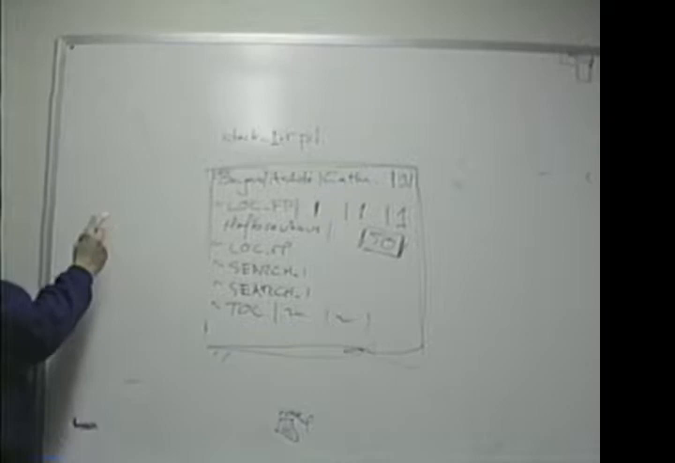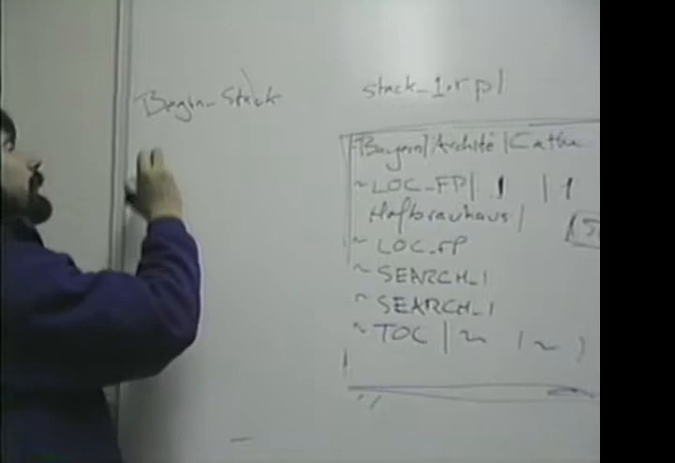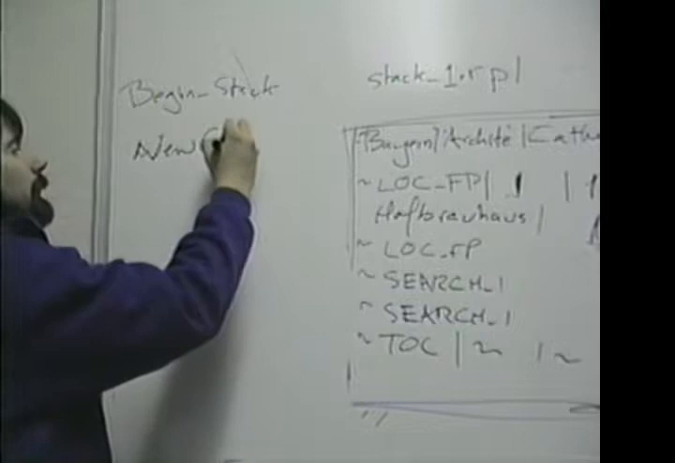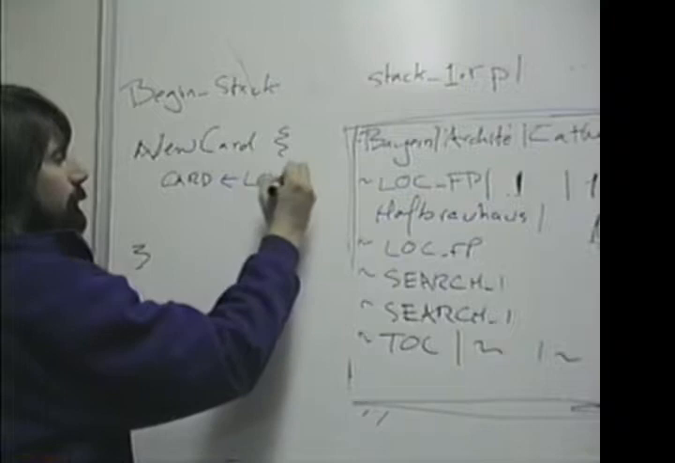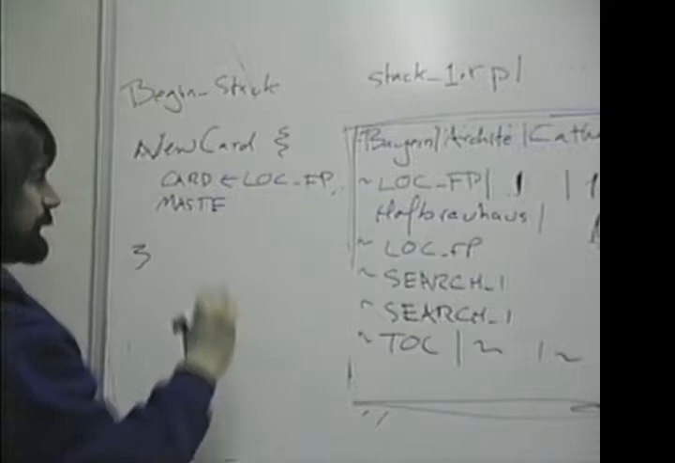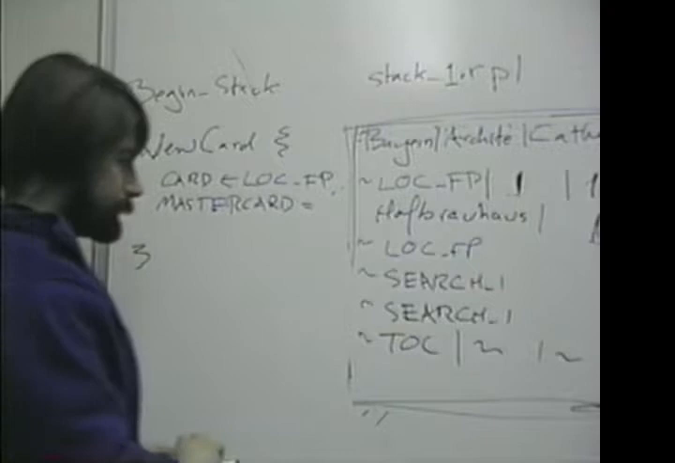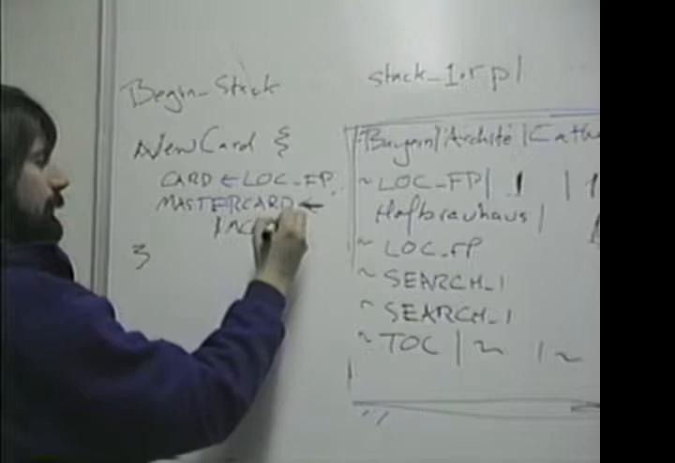Begin stack. Create a new card. Call that card a lockfp. Yes, it accepts master. Let's see. No, that'll come from the data. So MasterCard is equal to, I'm sorry, MasterCard assigned to dollar M card from the data.